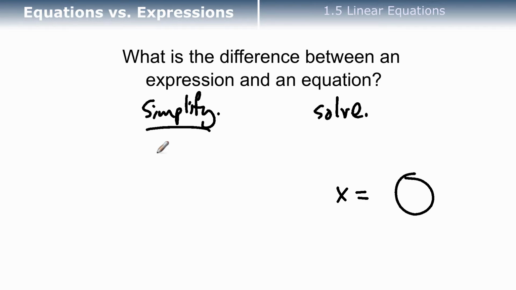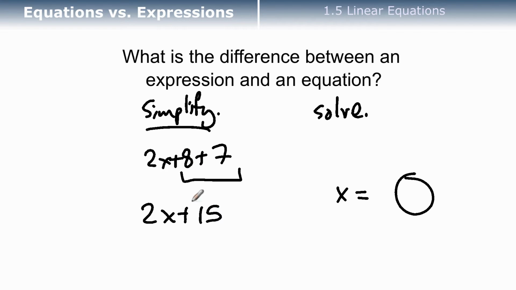So say, for example, you have 2x plus 8 plus 7. If I was asked to simplify, I could look at these two and know that they're like terms, so I can add those together, and I've simplified this expression. An equation is a different thing. With an expression you just rewrite it, whereas with an equation you rewrite it in steps, but your main goal is to get x on one side of the equation by itself.